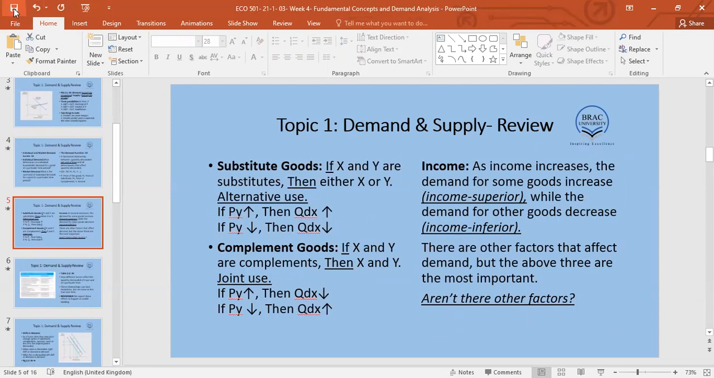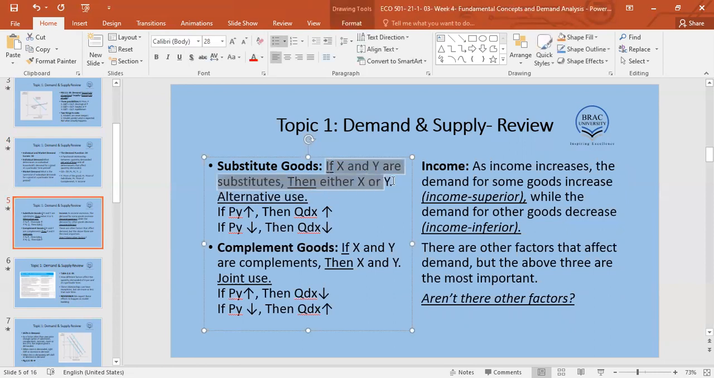Now, substitutes is defined as, if X and Y are two goods, then substitutes are defined as X or Y. Either we consume X or we consume Y, or vice versa. So if X and Y are substitutes, then the relationship between the two is either X or Y. That means X has an alternative use of Y.